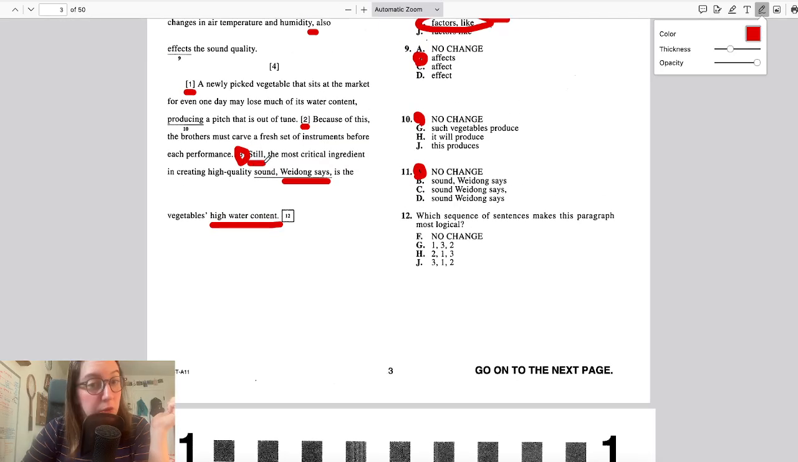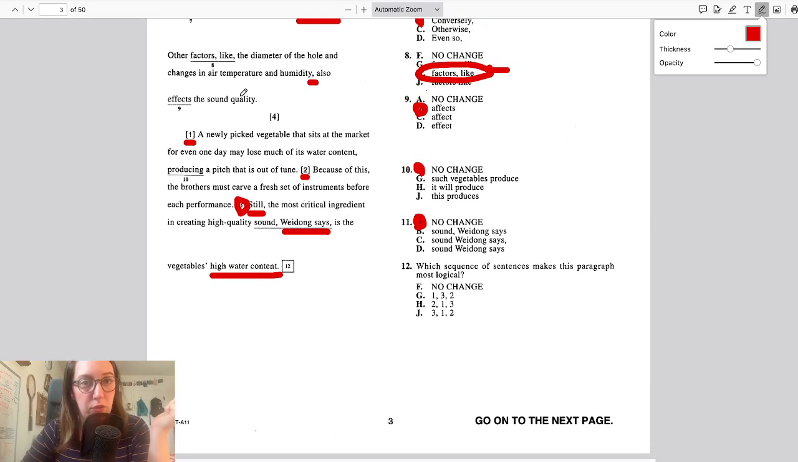You've got the transition word here, "still," right? So we're talking in the previous paragraph about all these other factors like air temperature and humidity, which affect the sound quality. But what we're trying to say is, but the most important thing in producing high quality sound is water content. So this is a great transition from paragraph 3 to paragraph 4. So: still, the most critical ingredient in creating high quality sound, Weidong says, is the vegetable's high water content. A newly picked vegetable that sits at the market for even one day may lose much of its water content, producing a pitch that's out of tune.